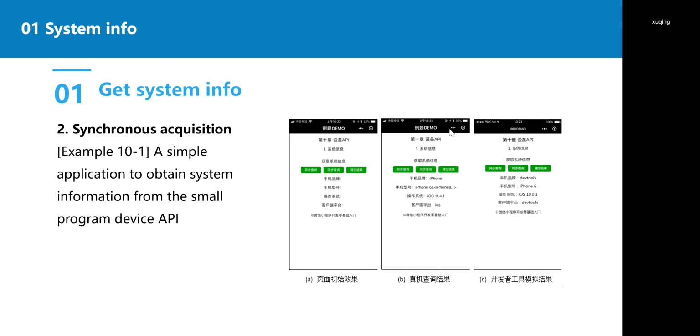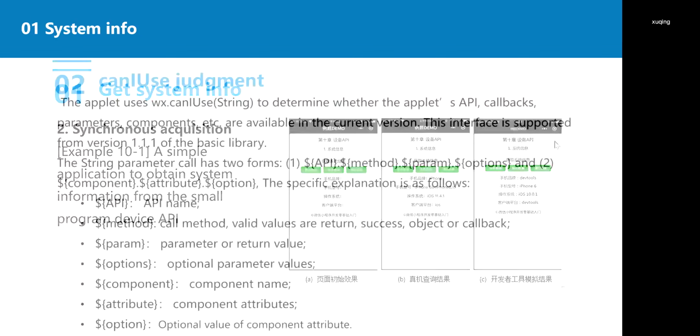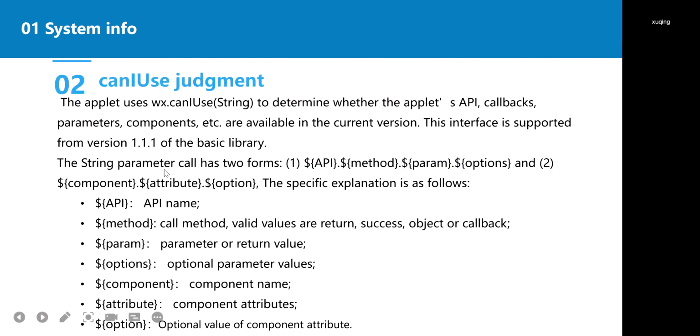Yeah, you see here we have seen this system information, and we'll see another function, wx.canIUse. The applet can use wx.canIUse to determine whether the applet's API, callbacks, parameters or components, etc. are available in the current version. This interface is supported from version 1.1 of the basic library. And the string parameter call has two forms. Yeah, we can use API method parameter options, and we can use component attribute option.